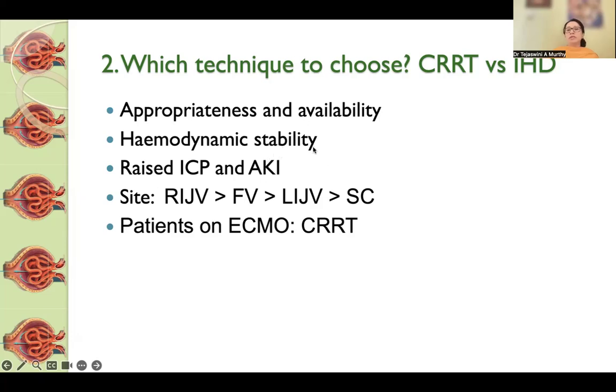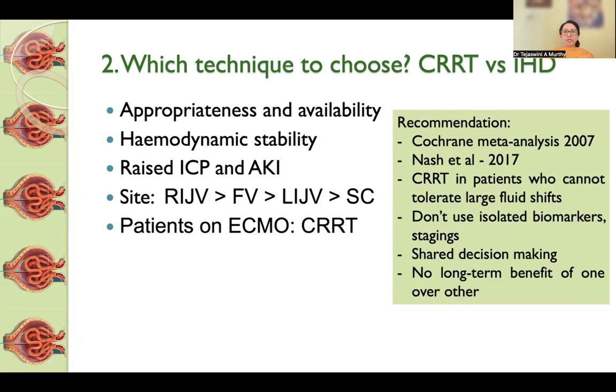And look at the hemodynamic stability of the patient. Hemodynamically unstable patients, it is better to go for CRRT if available. In raised ICP and acute kidney injury patients, CRRT again is better because it doesn't cause rapid electrolyte shifts, sodium changes, etc. And then for the site, there is a recommendation where they say right IJV should be preferred first, followed by femoral, then left IJV and subclavian. And for patients on ECMO, CRRT definitely can be done, and ensuring that you maintain hemodynamic stability by ensuring perfusion pressures are maintained is very important.